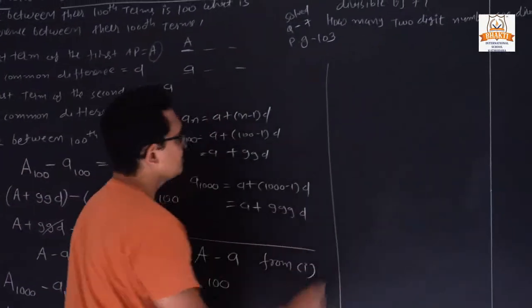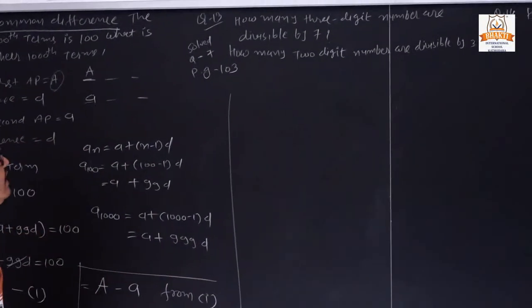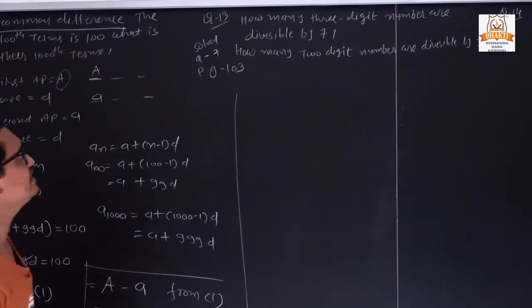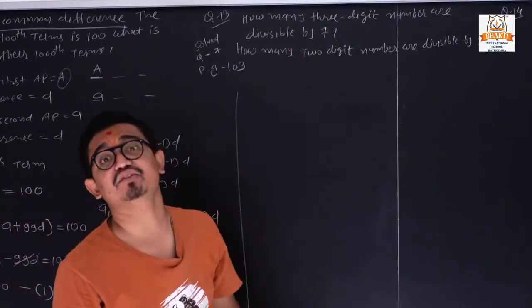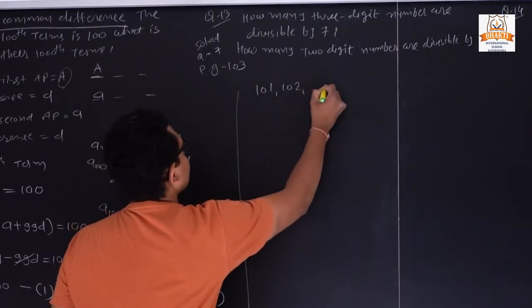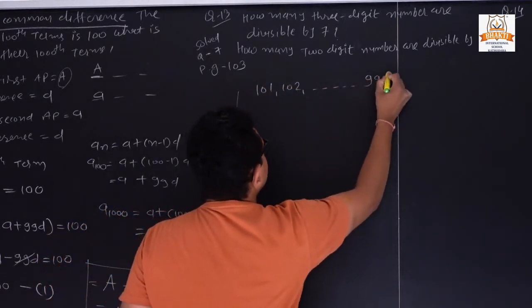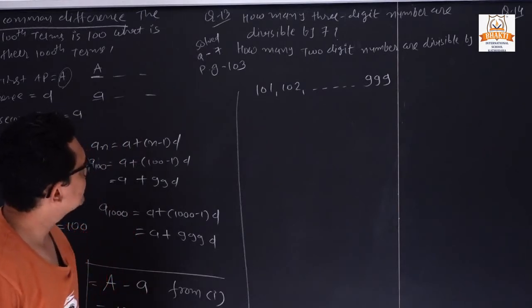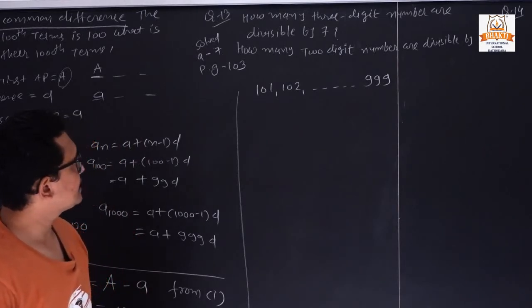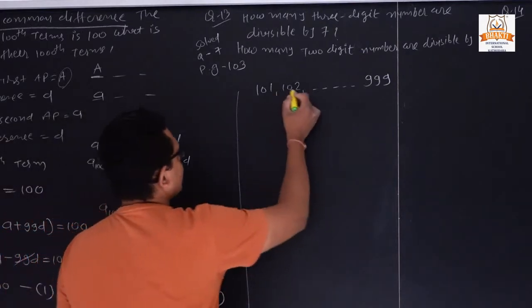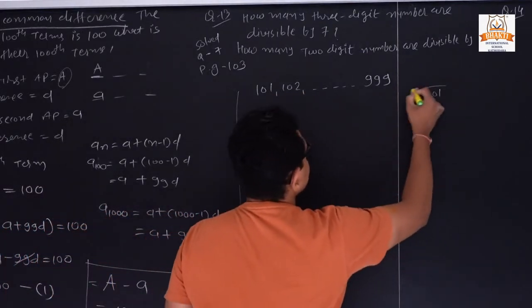Now next, question number 13. How many 3-digit numbers are divisible by 7? So first of all, 3-digit numbers start from 100 and go up to 999. Now next, the 3-digit number which is divisible by 7. So we can start with 101. It is divided by 7.